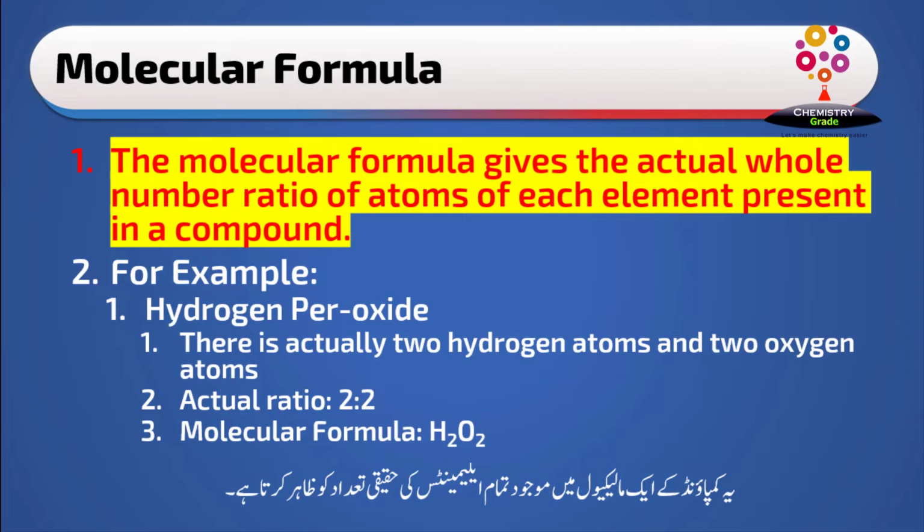Next is molecular formula. The molecular formula gives the actual whole number ratio of atoms of each element present in a compound. Empirical formula shows the simplest whole number ratio, while the molecular formula gives us the actual whole number ratio of atoms present in a compound. Let's again take a look at hydrogen peroxide. There are actually 2 hydrogen atoms and 2 oxygen atoms. So the actual ratio is 2:2 and the molecular formula will be H2O2.